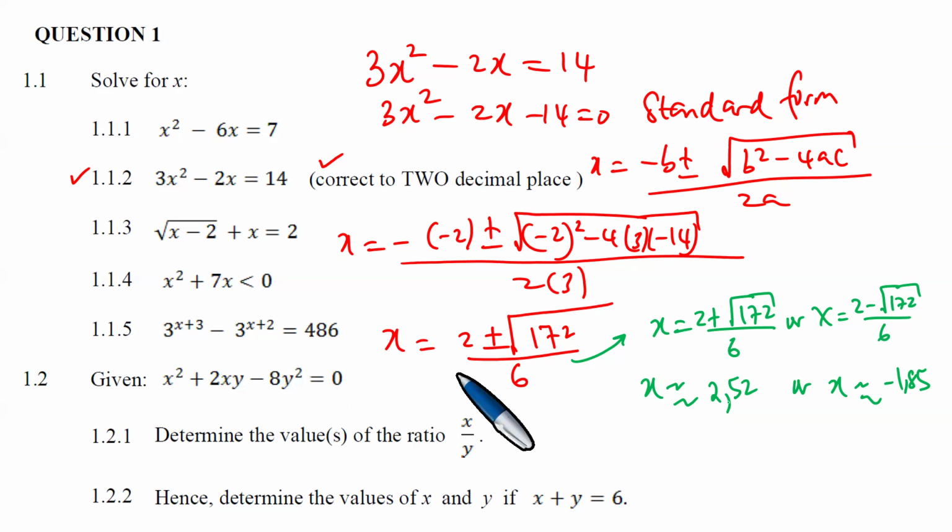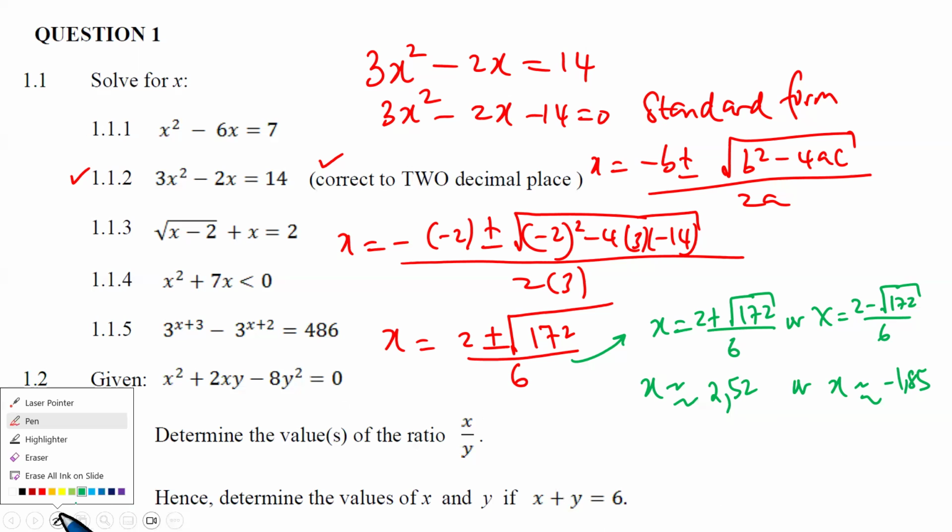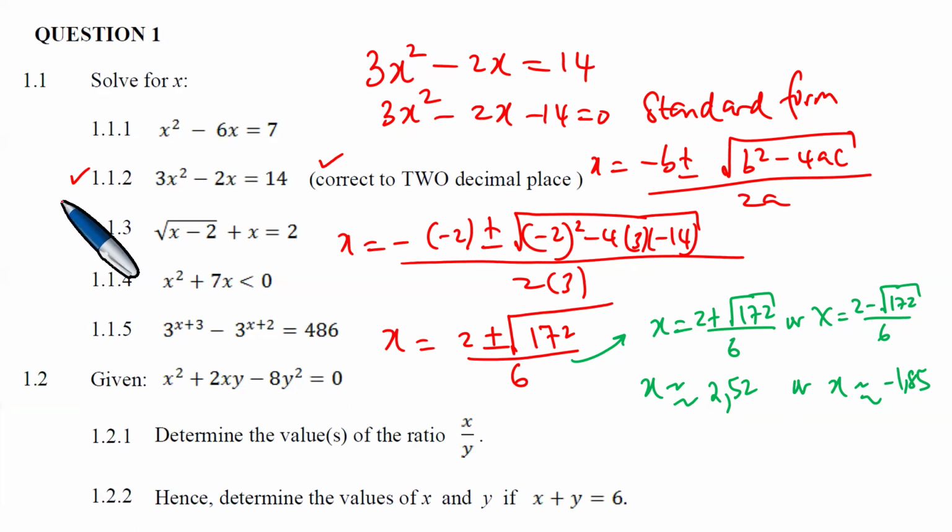As a consequence, the two values of x obtained here are as follows, meaning that for 1.1.2, x is approximately 2,52, or x is approximately minus 1,85. Okay, then we look at 1.1.3.